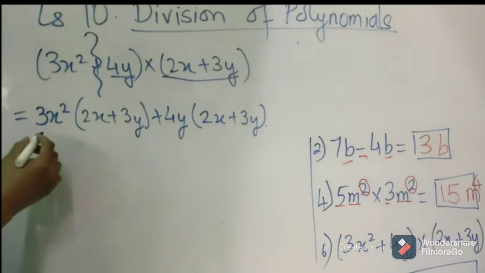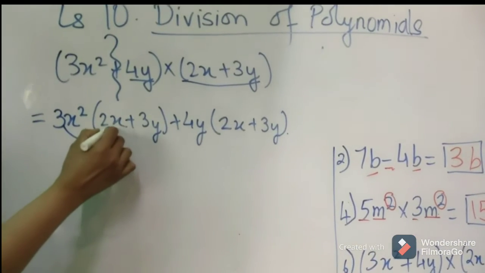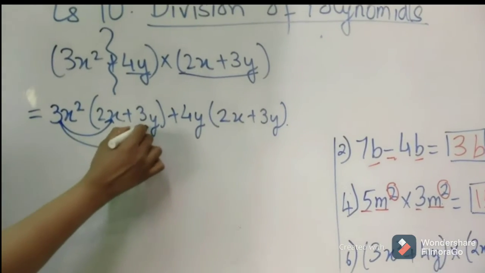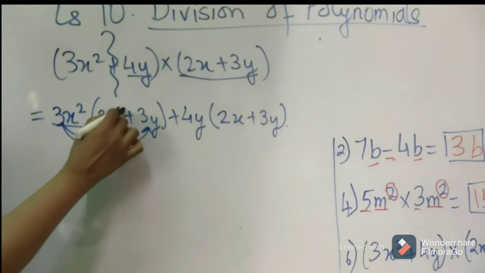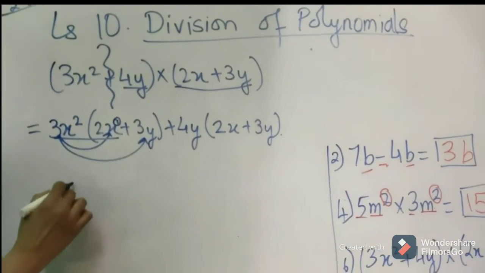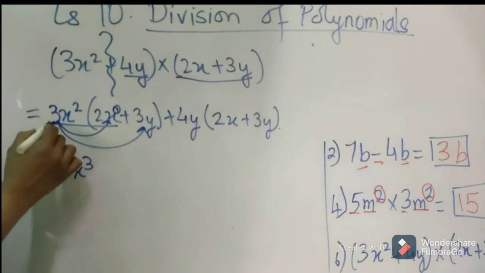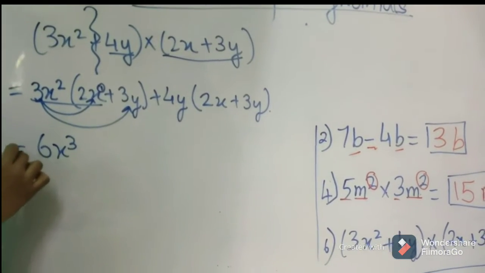Then I have to do as I did in the last sum. You have to multiply this with this, and then this with this. So x into x square and x. I told you nothing is there means 1. So 2 plus 1 gives me 3. So it becomes x cube, and 3 2s are 6.